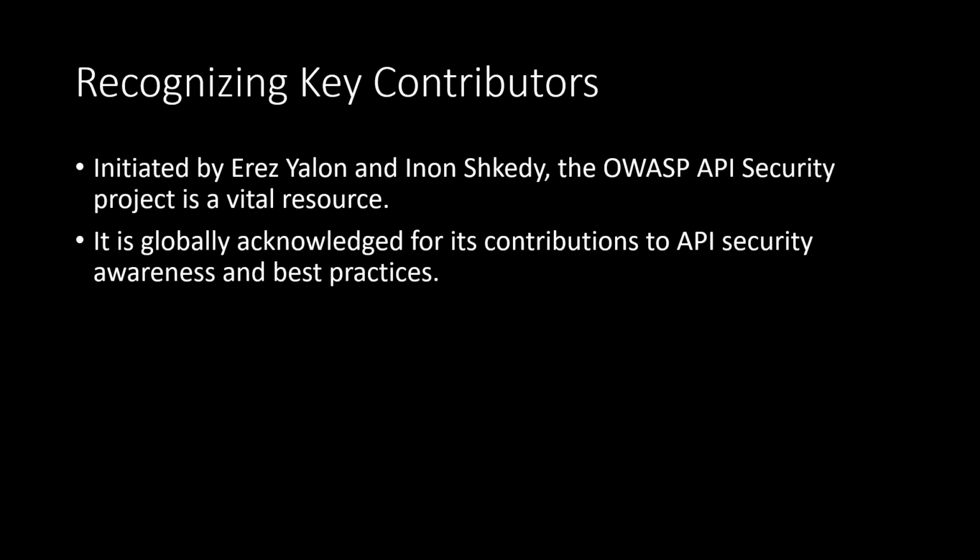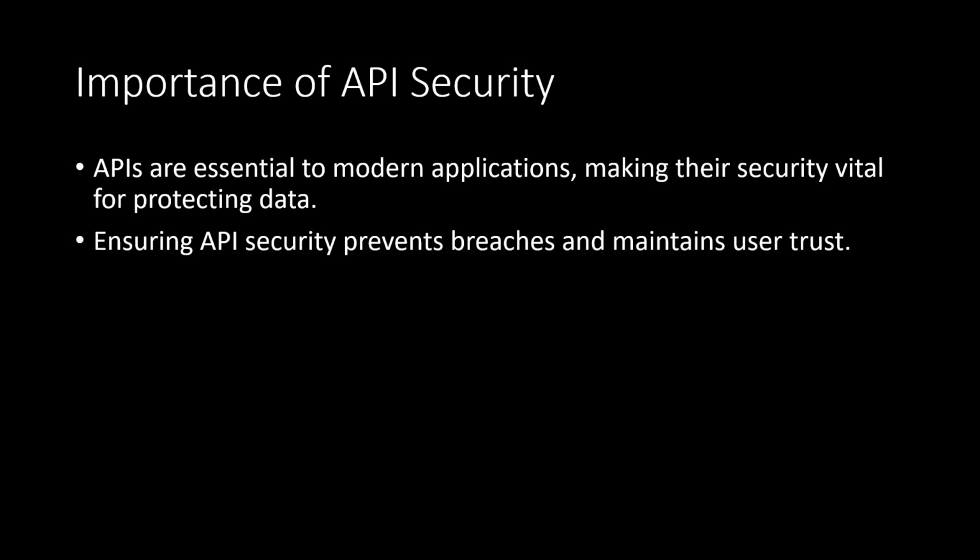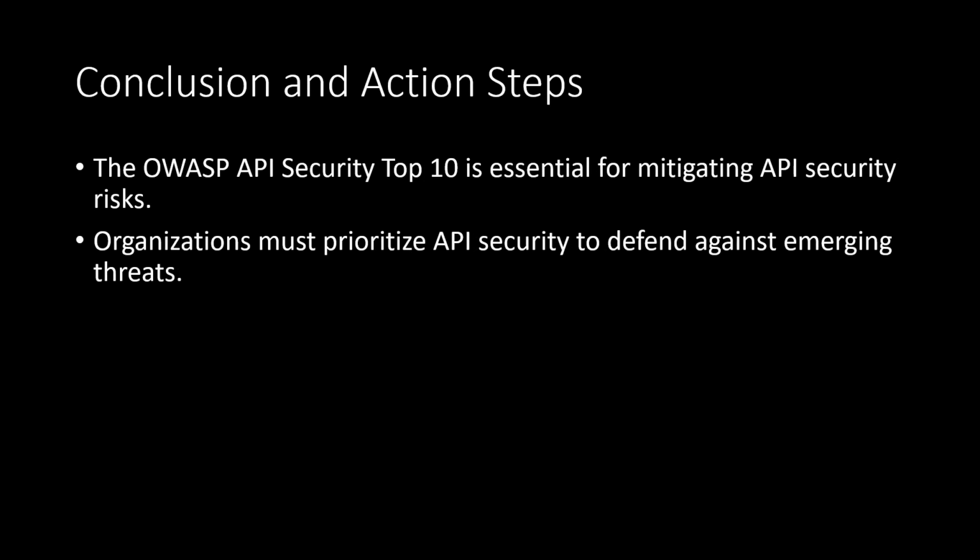The OWASP API Security Project has become an invaluable resource for the global security community. It is widely recognized for its efforts in raising awareness and providing practical solutions for API security. APIs are integral to modern applications, making their security crucial for protecting sensitive data. Ensuring robust API security is essential not only for preventing data breaches, but also for maintaining user trust and safeguarding the integrity of services. In conclusion, the OWASP Top 10 API Security List is a critical resource for addressing API security. Organizations must prioritize API security to protect against emerging threats and ensure the reliability of their digital services. Now, let me explain each risk from this list.